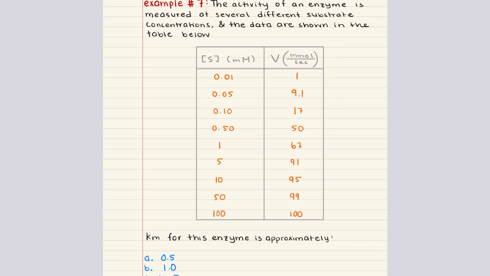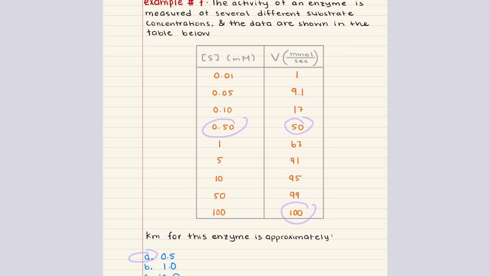The Vmax here appears to be around 100 millimolar per second, since that's the plateau the velocity reaches at high substrate concentrations. Half of Vmax would be 50 millimolar per second. From the table, we see that the reaction velocity is exactly 50 millimolar per second when the substrate concentration is 0.5 millimolar. So that tells us that the Km is approximately 0.5 millimolar, and the correct answer is A.